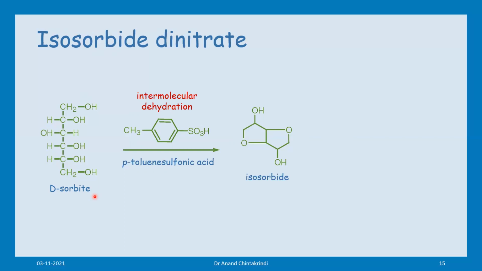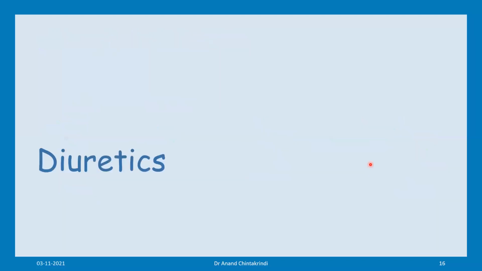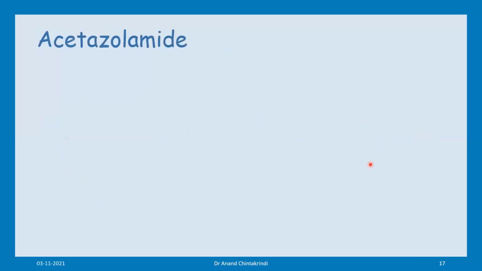Now this isosorbide, when you react with again the same nitric acid and sulfuric acid, you get the formation of the dinitrate form, the isosorbide dinitrate. So again, you can call this either a nitration reaction or an esterification reaction. The next class of compounds we'll see is diuretics.